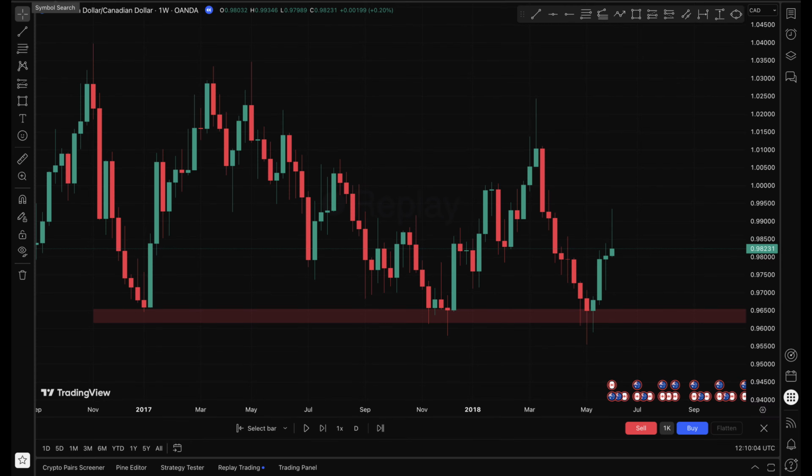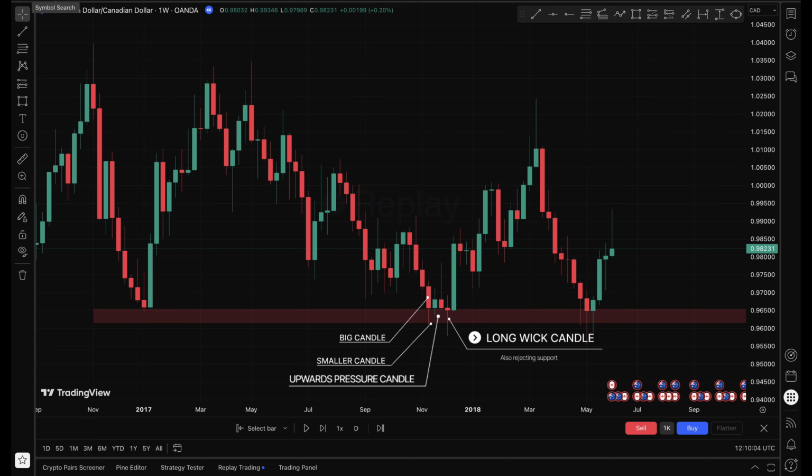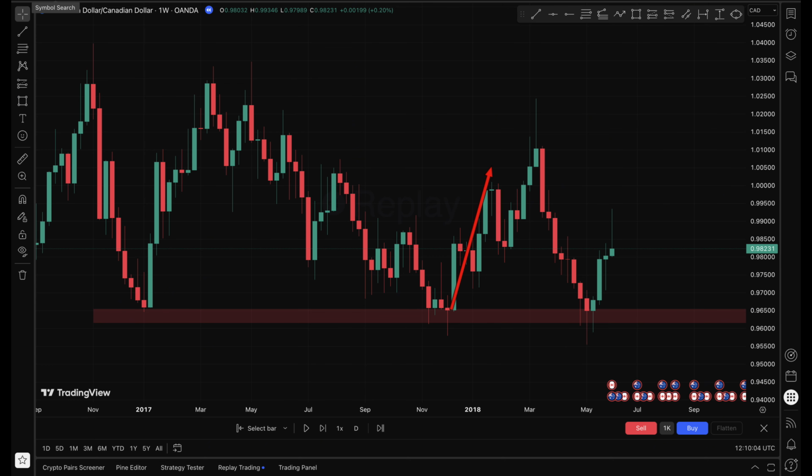AUD/CAD. We look left and see a clear level of support. As price comes down, a big candle, a smaller green candle, a candle showing buying pressure, then a beautiful long wick candle rejecting support. Price takes off upwards.